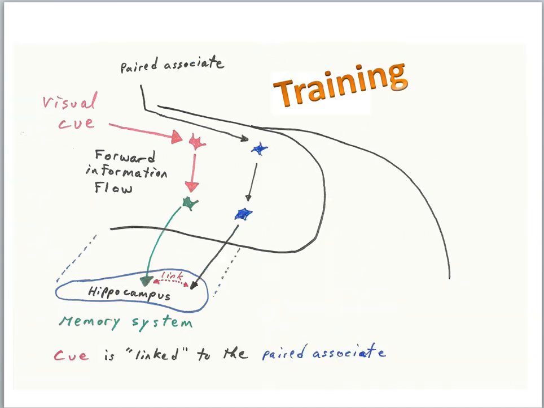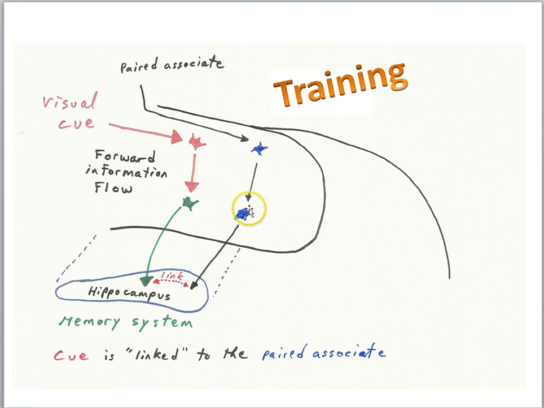So that makes sense. Now, during the training period then, the animal is exposed to the visual cue and its paired associate. Now, because the paired associate is a different visual stimulus, a different set of cells will be activated. So here the blue neurons are going to be activated in the visual part of the temporal lobe and the memory part of the temporal lobe.